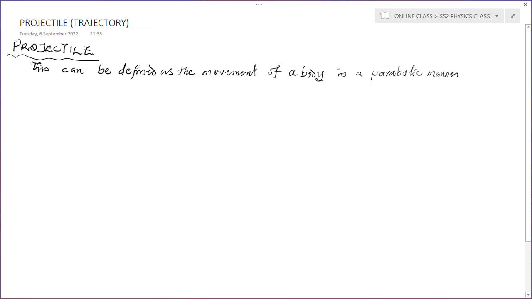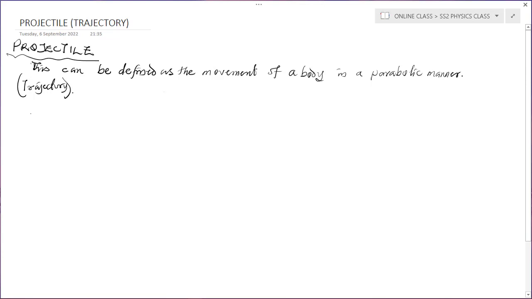Parabolic manner. So what this means is that if you see anybody that is moving in a curved manner, it is most likely that it is what? A projectile. Such kind of motion is called projectile. Now, another name for projectile is what? Trajectory. Trajectory is another name for it.